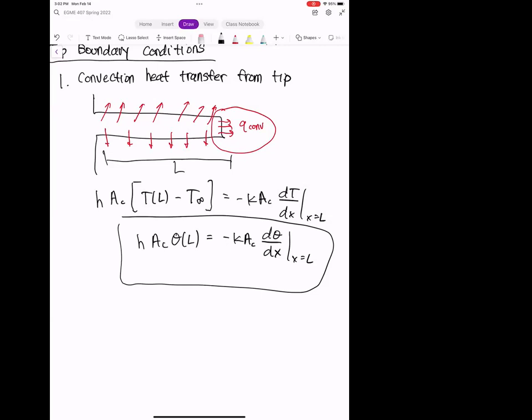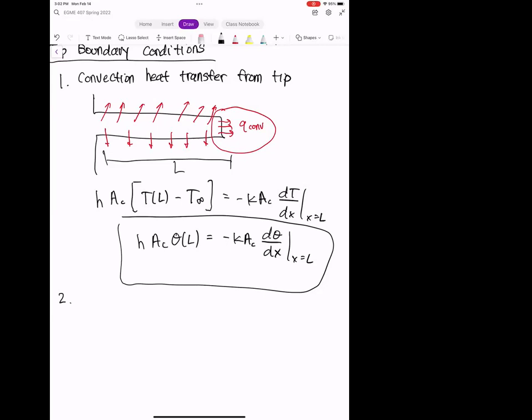Any questions on this? All right. So that's the first condition, or first tip condition. Number two.